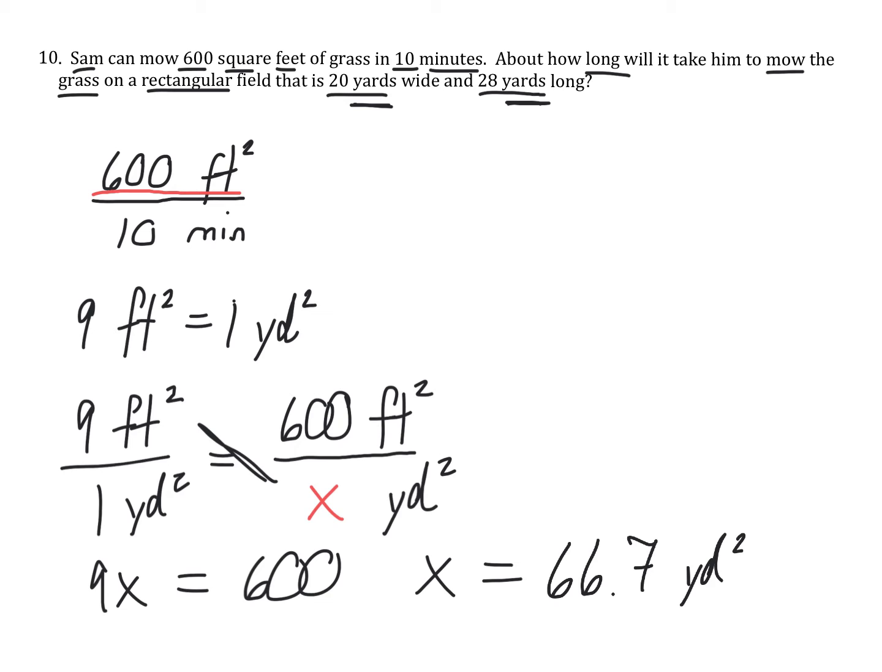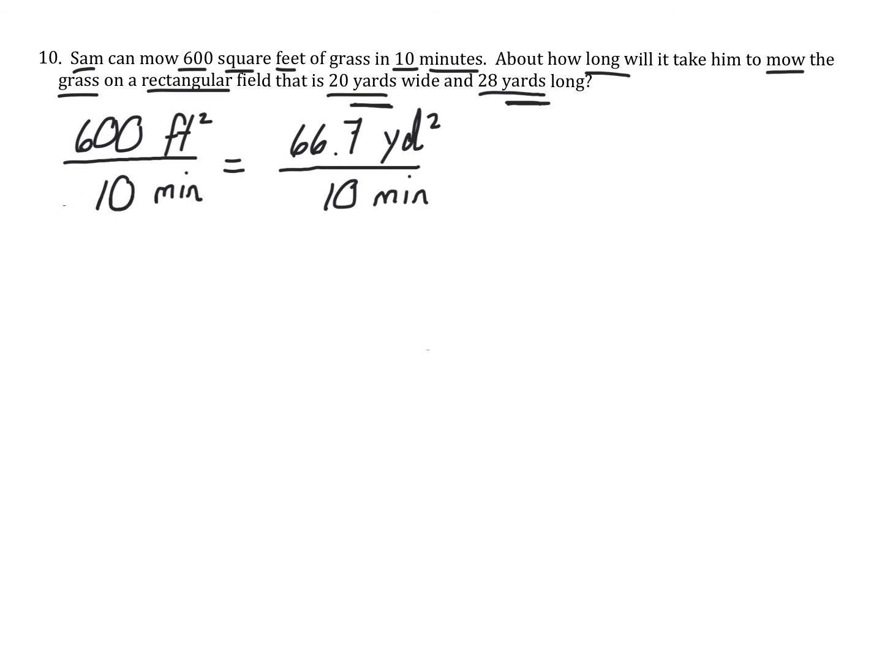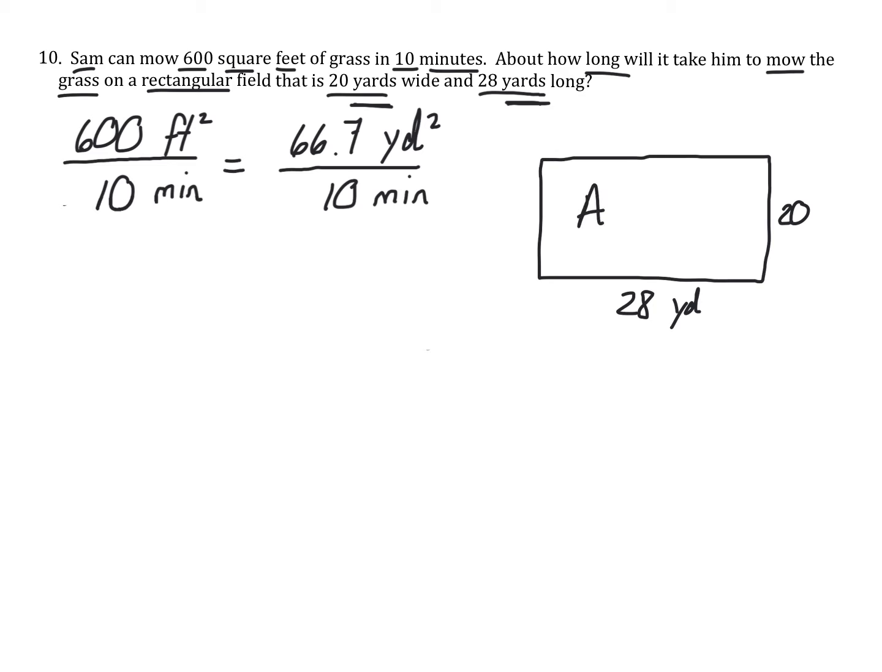So now that we have our conversion, let's focus on the second part of my problem. I'm focused on this rectangular field that has a width of 20 yards and a length of 28 yards. Next thing I want to think about is what is the area of that field. When I multiply the length by the width, I get 560. And since it's area, it's going to be yards squared.